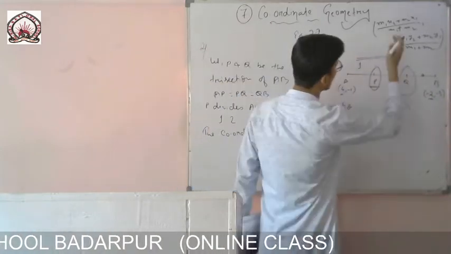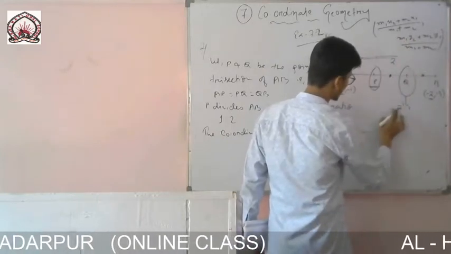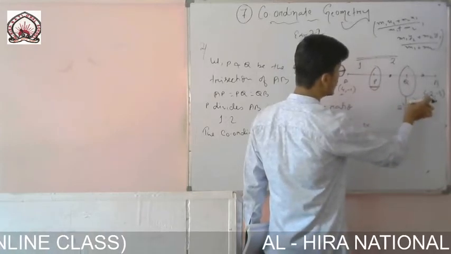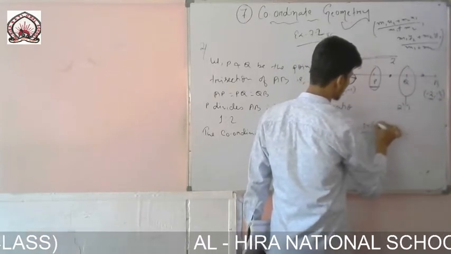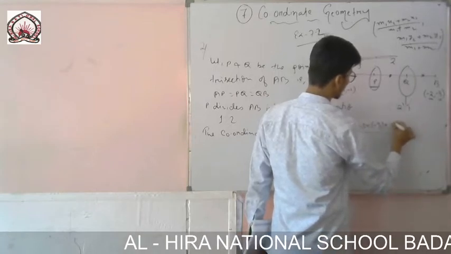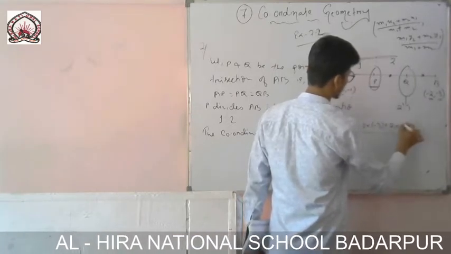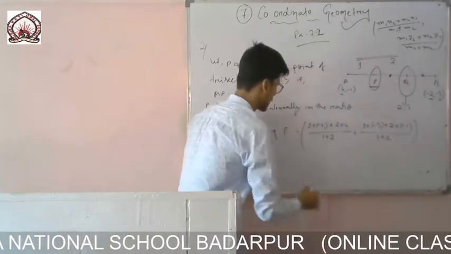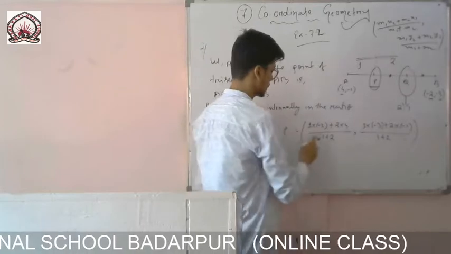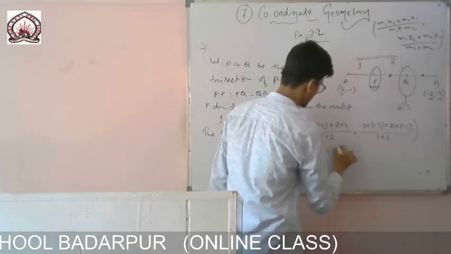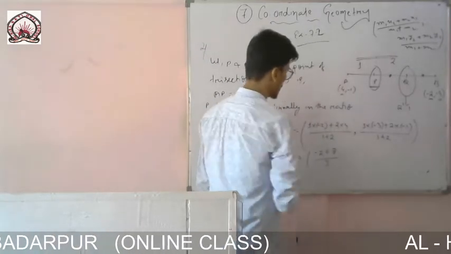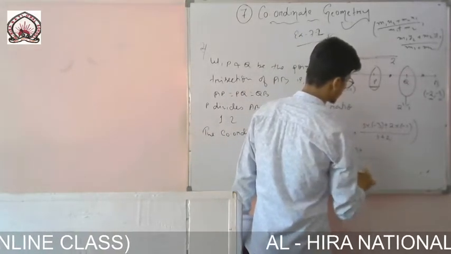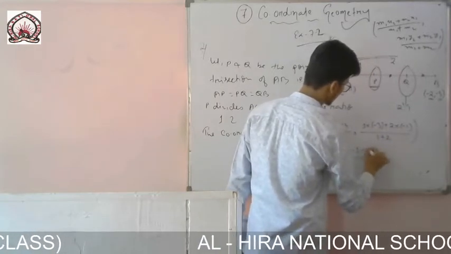again m1, which is 1. So 1 into y2, y2 is -3, plus m2, that is 2, into -1, divided by 1 plus 2. Okay, so now we will find the values. It will be -2 plus 4 2s are 8 by 3, and there it will be -3 plus 2 1s are 2, so it will be -2 by 3.